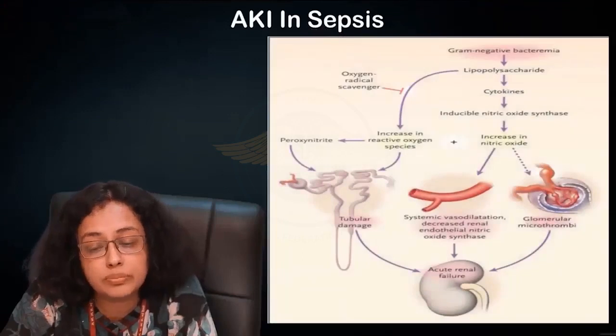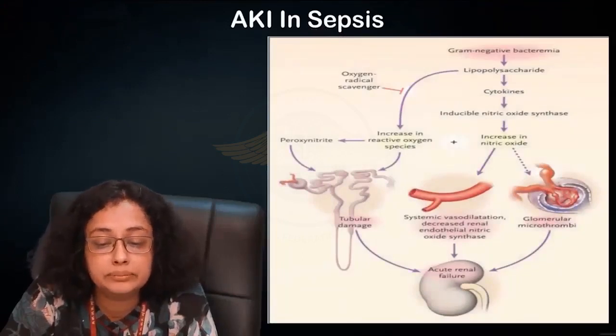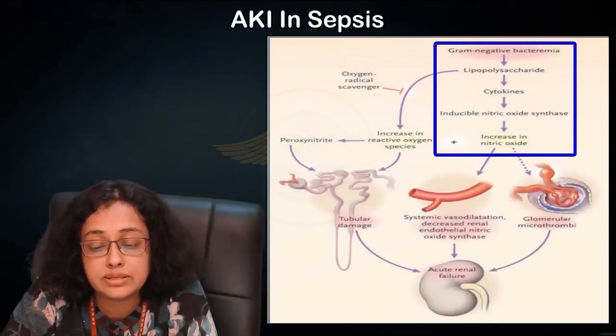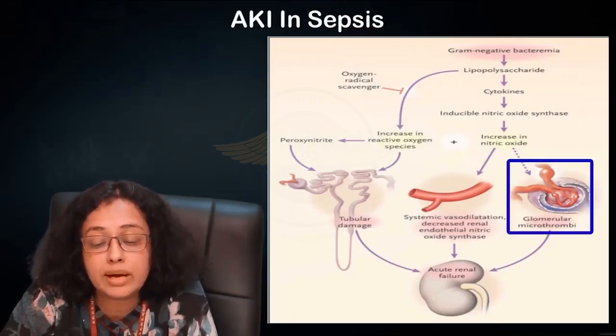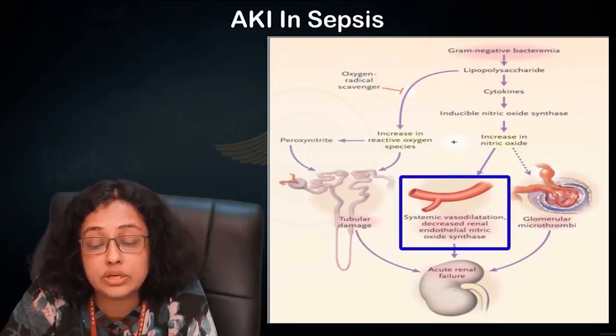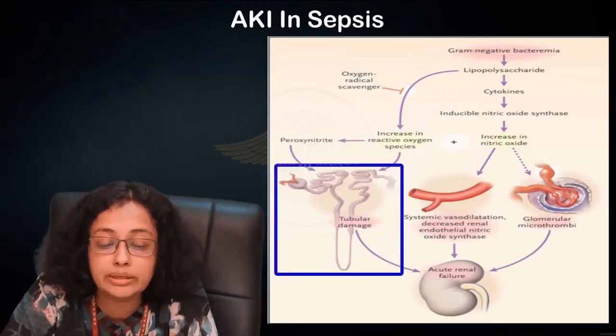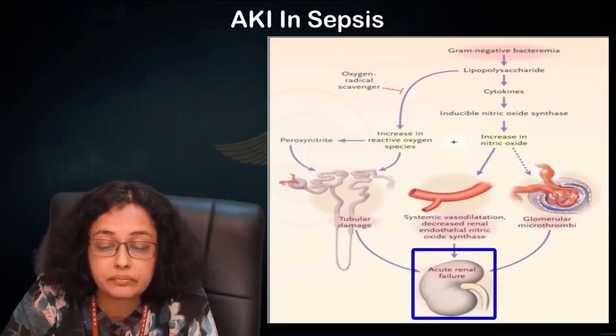Sepsis is another common cause of AKI, and what happens is there is bacteremia, release of lipopolysaccharides and cytokines, increased inducible nitric oxide synthase causing increased nitric oxide. This leads to glomerular microthrombi formation, systemic vasodilatation, decreased renal endothelial nitric oxide synthase, and tubular damage because of reactive oxygen species. And all these lead to acute renal failure.